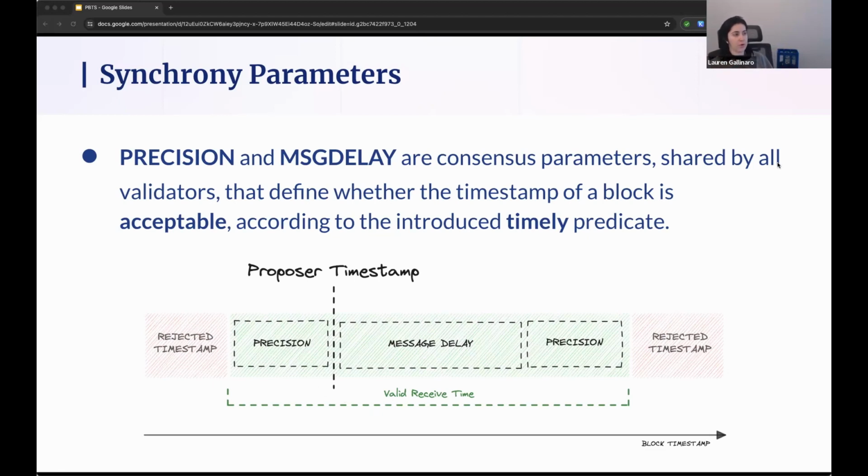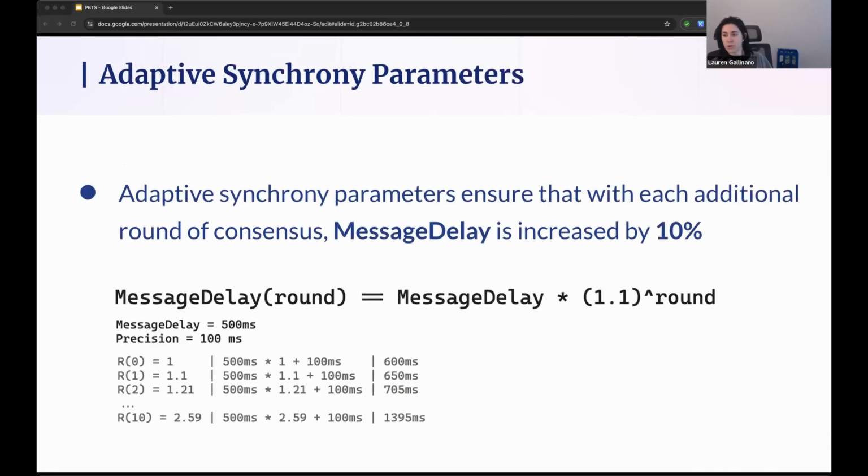And so we have also introduced the concept of adaptive synchrony parameters. With each subsequent round, we will be increasing the message delay by 10%. So you can see, based on some recommended guidelines, potentially what that looks like for each subsequent round of consensus.